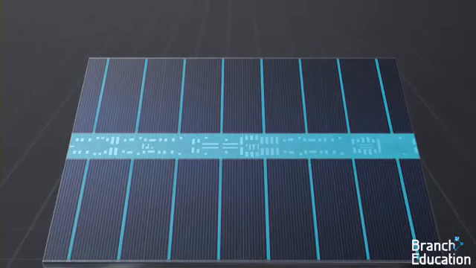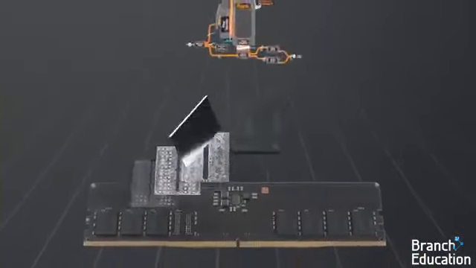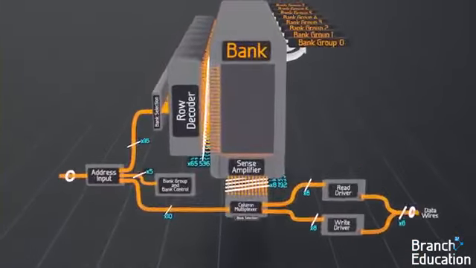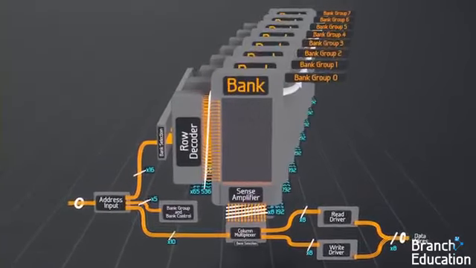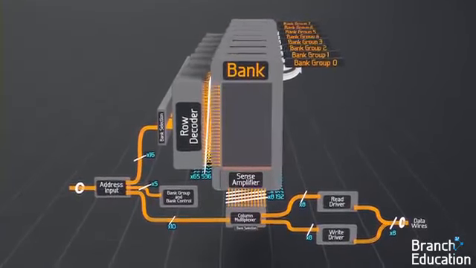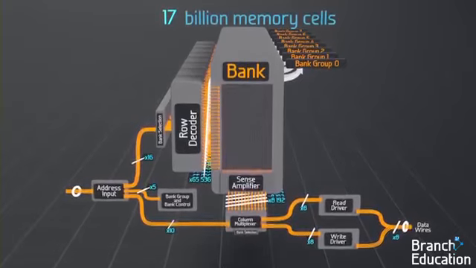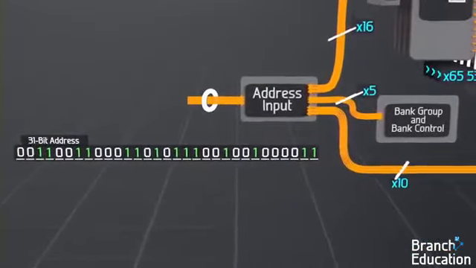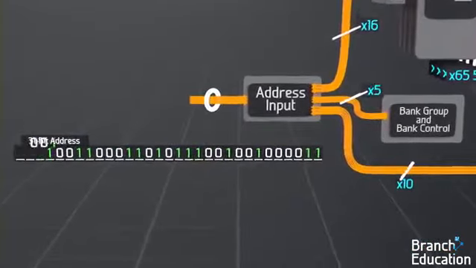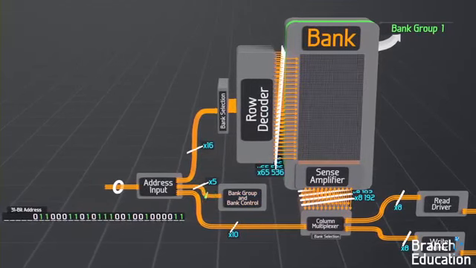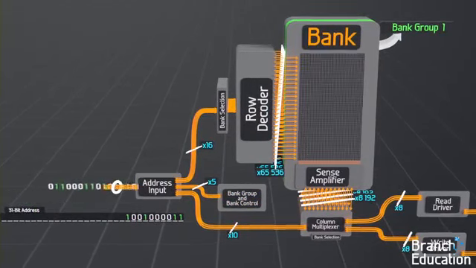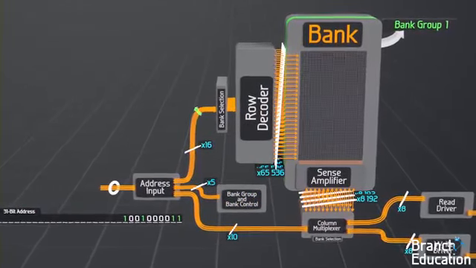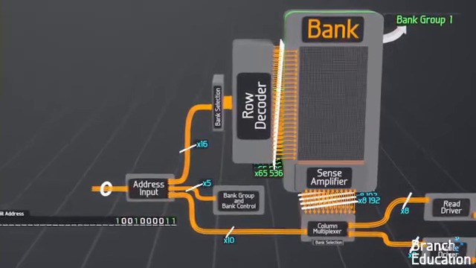outside each bank. Instead of looking at this die, we're going to transition to a functional diagram, and then reorganize the banks and bank groups. In order to access 17 billion memory cells, we need a 31-bit address. 3 bits are used to select the appropriate bank group, then 2 bits to select the bank. Next, 16 bits of the address are used to determine the exact row out of 65,000.